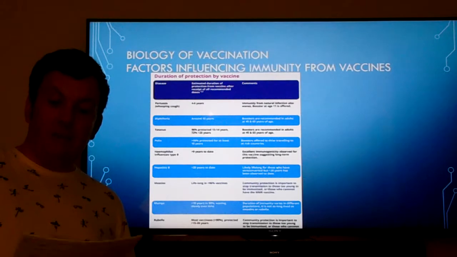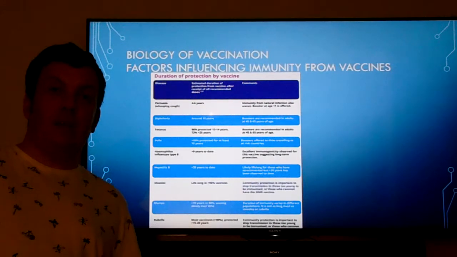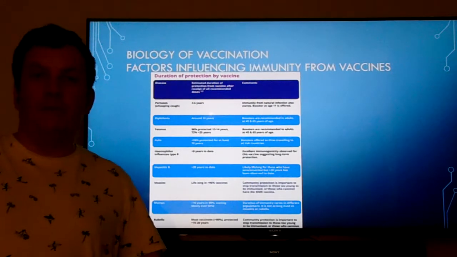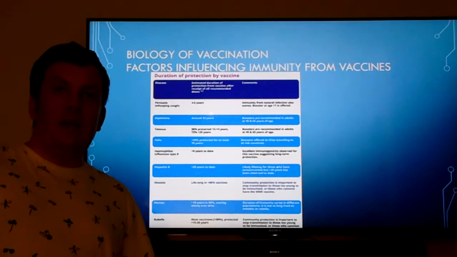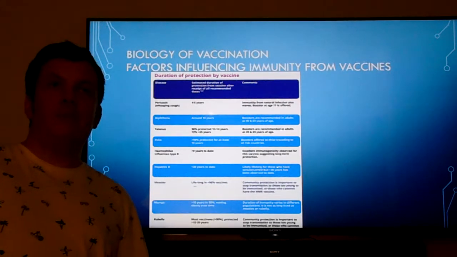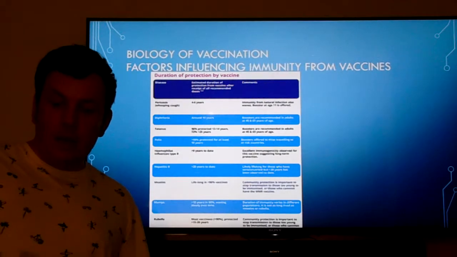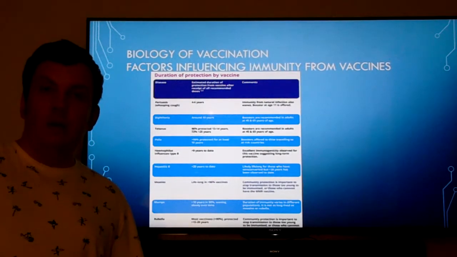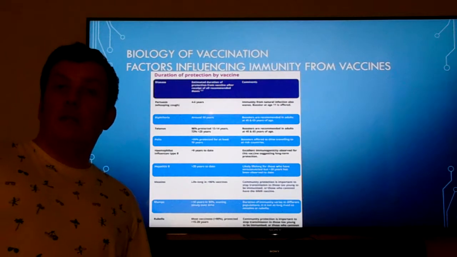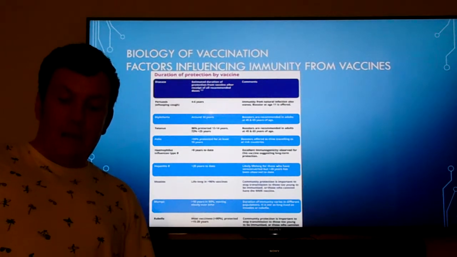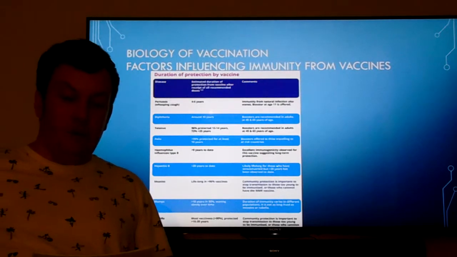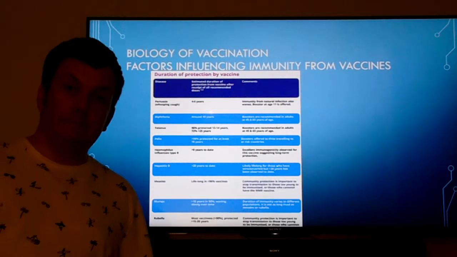Also, if the vaccine does not match a prevalent strain. For example, the flu vaccine is usually given to what they expect to be the most prevalent strain that year. If it's not going to be that, then you've been vaccinated in theory against something that you're never going to get. So if it's not the prevalent strain, then its performance is going to be severely limited.